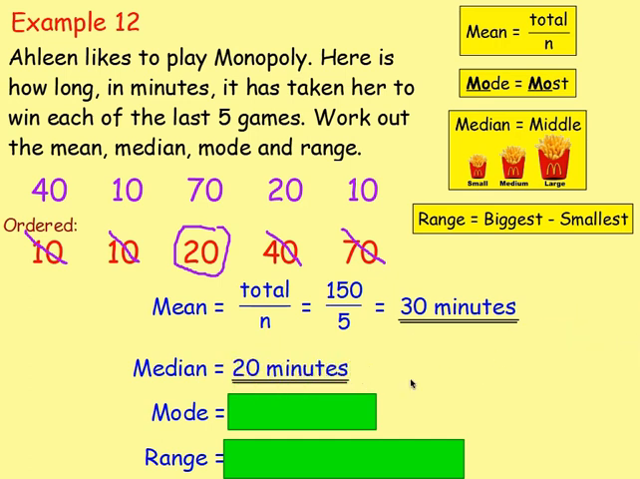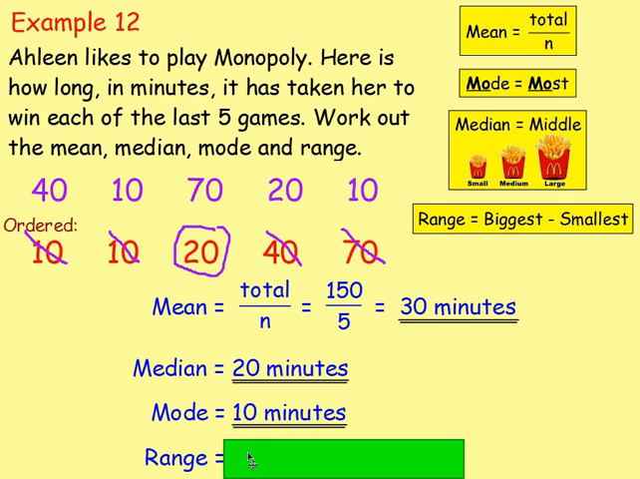For the mode, what would the mode be? Go on, Jordy. Brilliant. The mode is just going to be the one that appears the most. And you can see here there are 2 10s. That is appearing more than the others. There's only 20, there's only 70, there's only 40, but there's 2 10s. So 10 is going to be the mode.